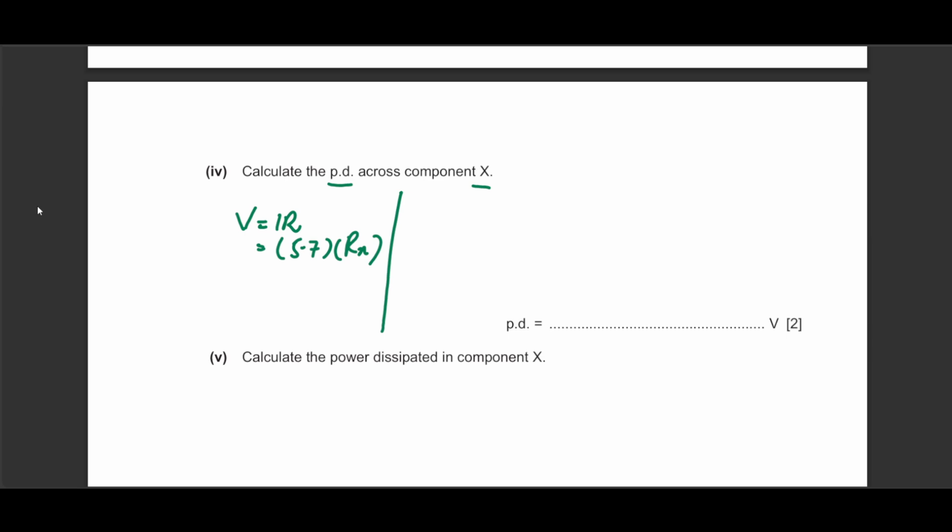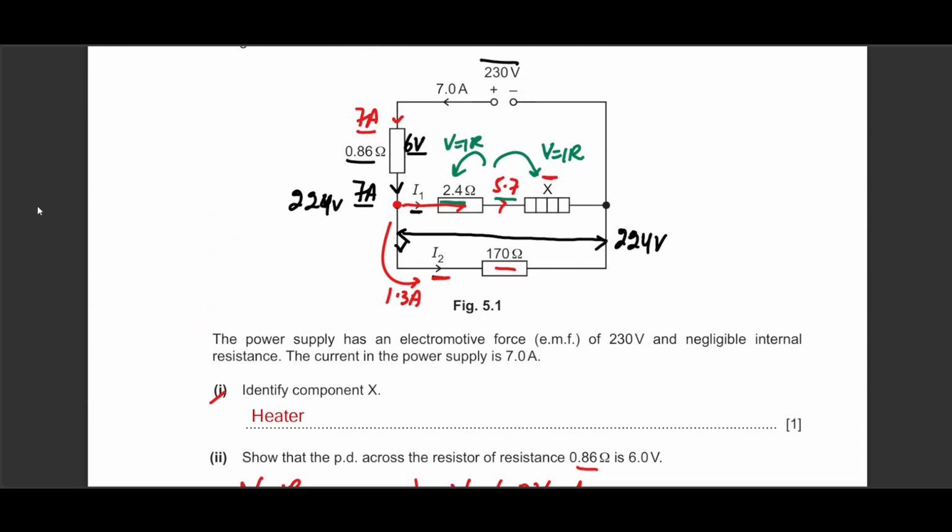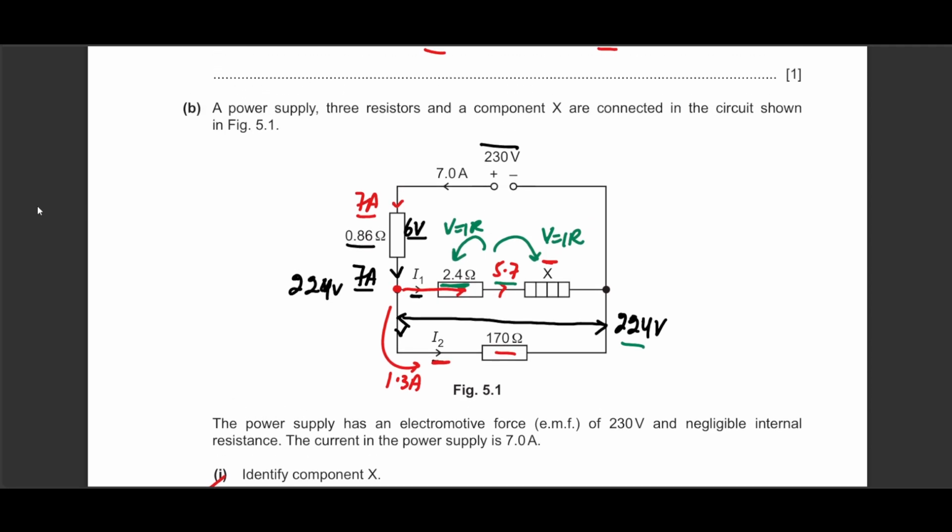Let's write it another way. If I find the voltage consumption by 2.4 ohms, I can simply subtract it from 224 to find how much voltage X will consume. So let's try to do that instead over here. So this is, let's say, V equals IR. The current it receives is 5.7. Resistance of it individually is 2.4. Let's see what that gives us. So the voltage consumption by this resistor is 5.7 multiplied by 2.4. This is 13.68. So this consumes 13.68 volts.